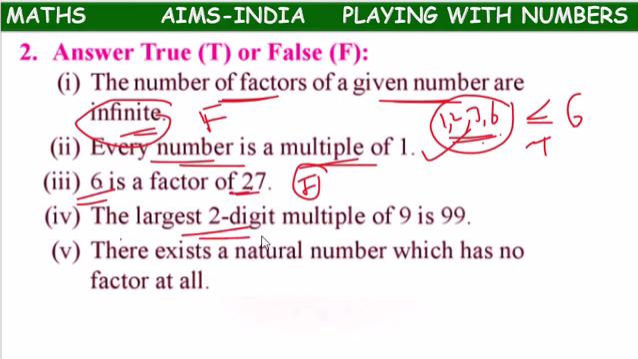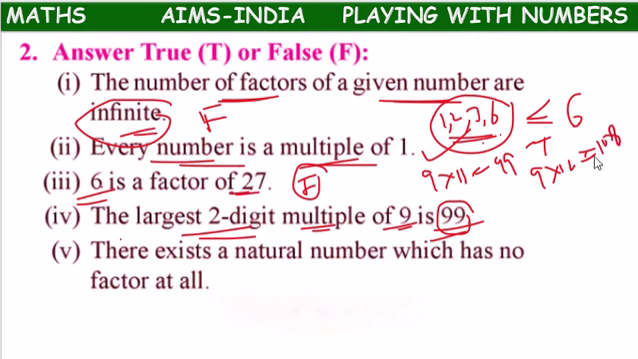The largest 2-digit multiple of 9 is 99, correct. Because after 99, 9 times 11 is 99, and 9 times 12 gives 108, which is a 3-digit number. So 99 is the largest 2-digit multiple of 9, correct, true.